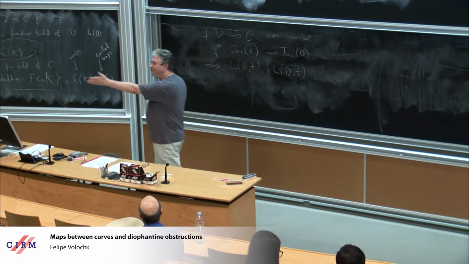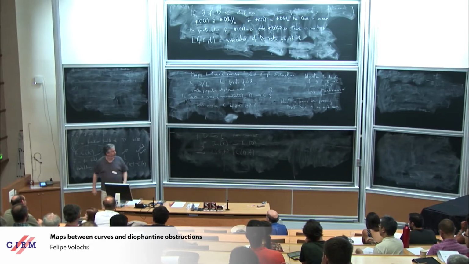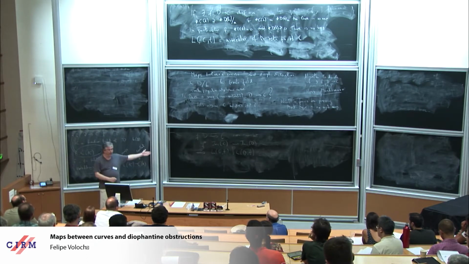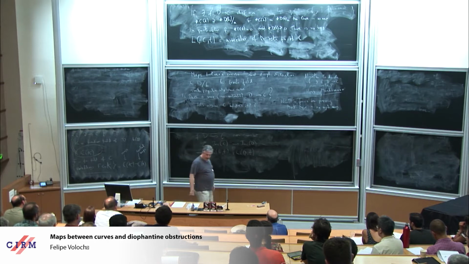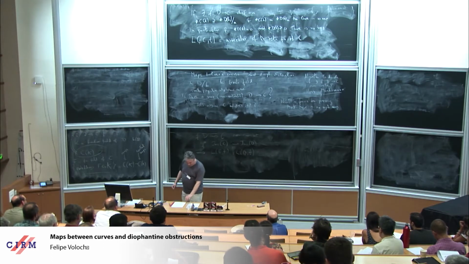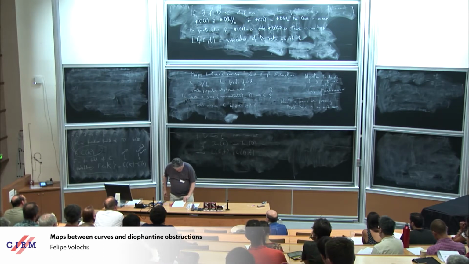Now Everett has given examples of distinct curves with isomorphic Jacobians. So this is not enough, right? Not even to distinguish isomorphism. So we need to do something else. Okay, so here's.